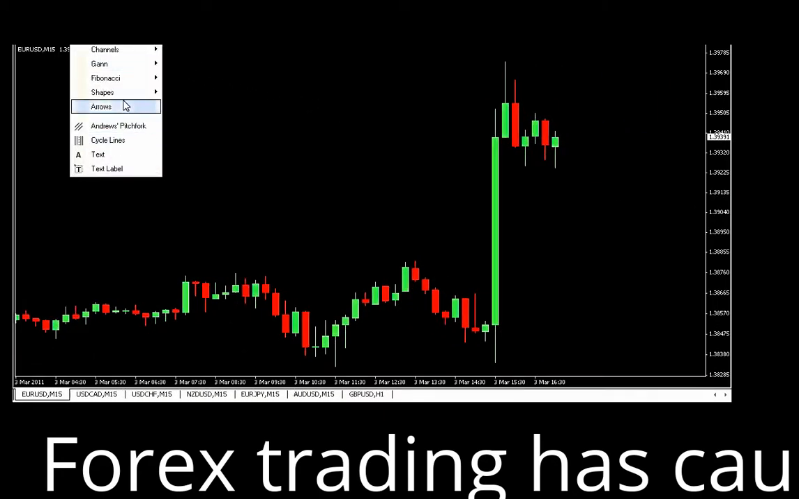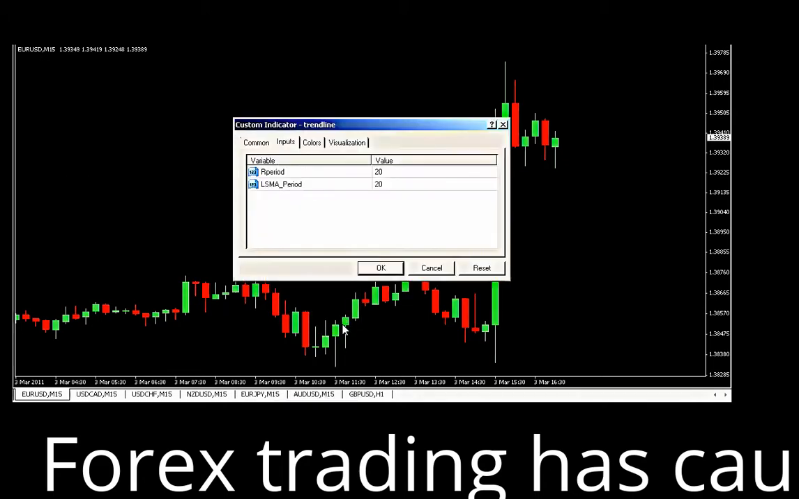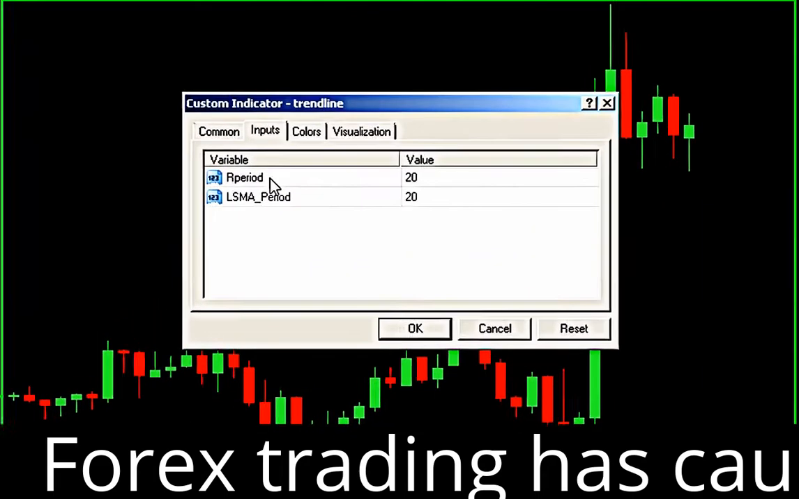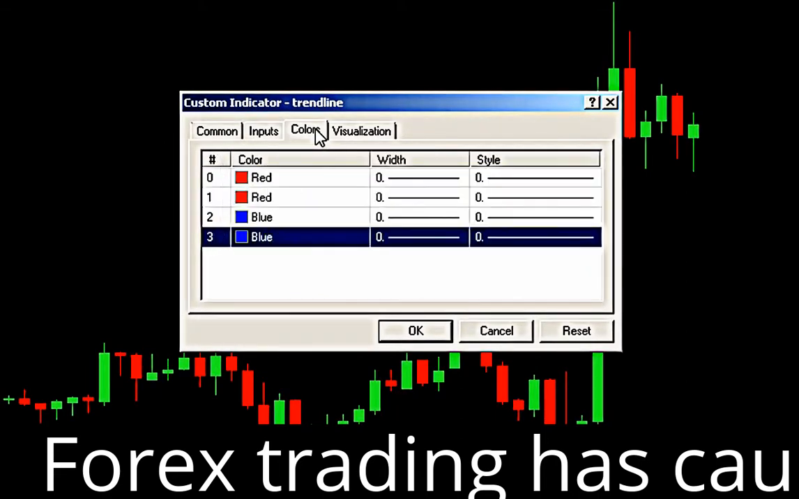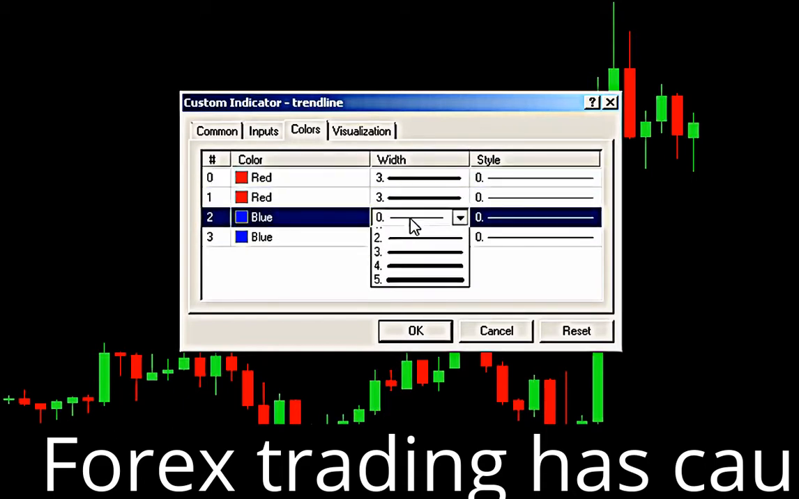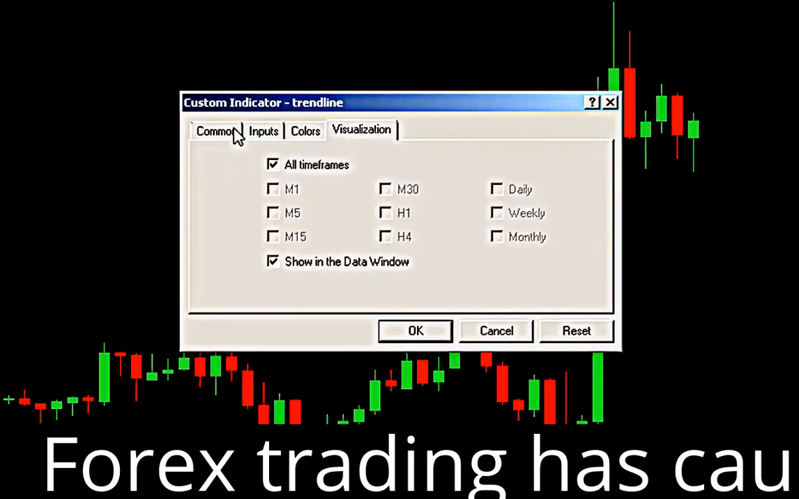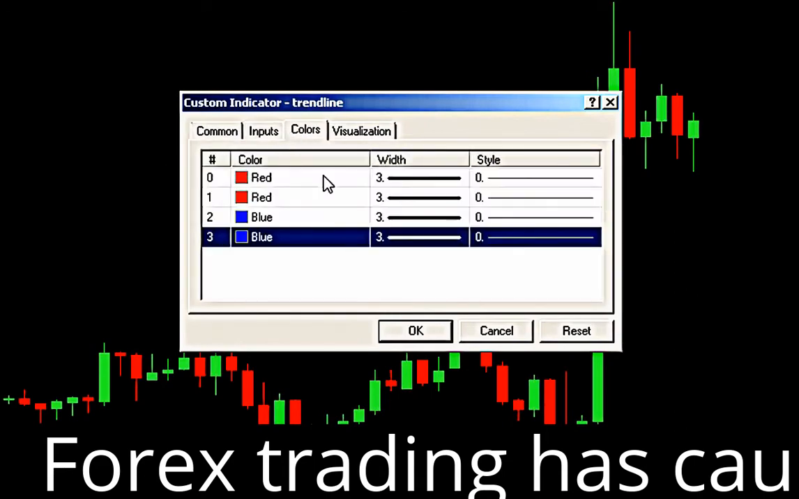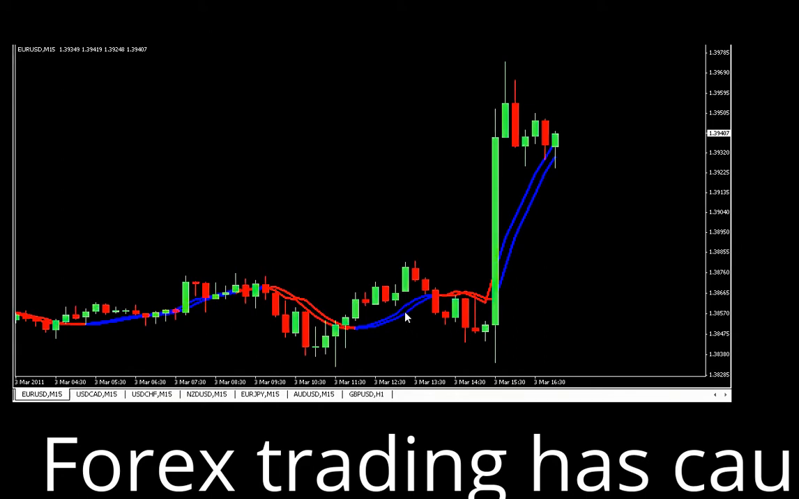Let's insert the custom indicator that you have downloaded, which is called the trend line. You want to keep the period at 20 and the LSMA period at 20. And what I usually want to do with the width, I want to make it a little bit thick so I can view it quite clearly. Let's make those 3 as well, all of them at 3. And we can leave everything else the way it is. Alright, let's click OK. Everything is drawn. You can see an uptrend is in blue, a downtrend is in red.